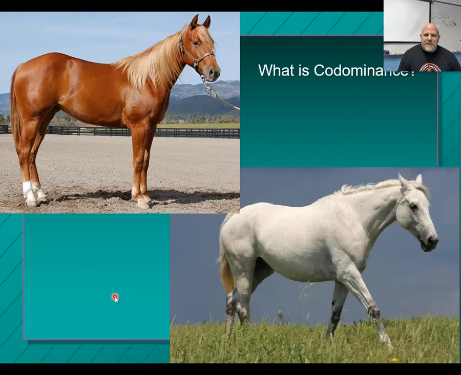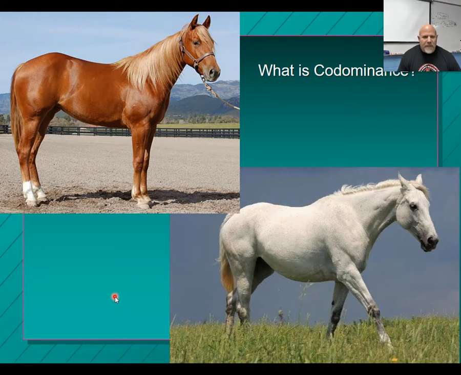Welcome to AP Biology. Today's video is going to be on non-Mendelian traits. So our first example of non-Mendelian traits is what we call codominance. Co means together, and dominance is dominance. And so when we have codominance, that means these two traits are going to be together dominant. So that means they're both going to be expressed in the offspring.